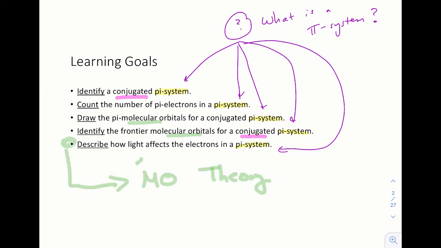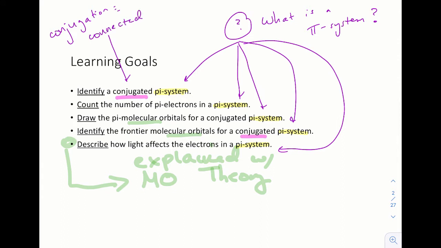We know that this will be explained by molecular orbital theory based on our last lesson. So we have conjugation, pi system. We know we're going to be using molecular orbital theory. There's questions about where electrons are. We know those are in molecular orbitals. Let's go ahead and define this word conjugated or conjugation. So conjugation just means connected. Let's keep that in mind as we get started.